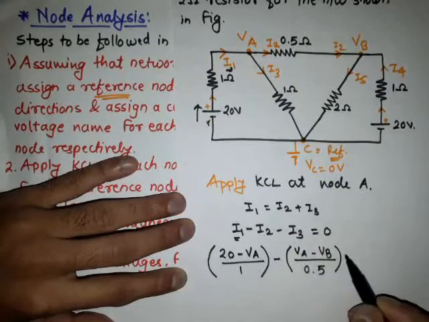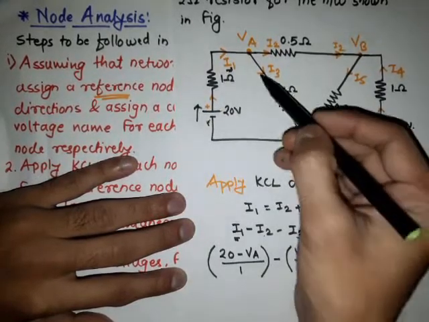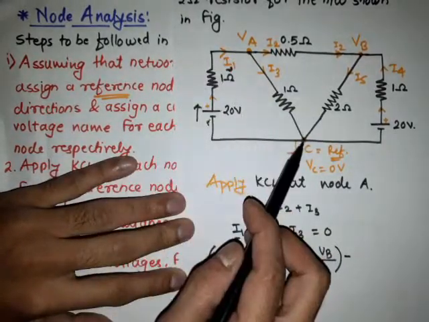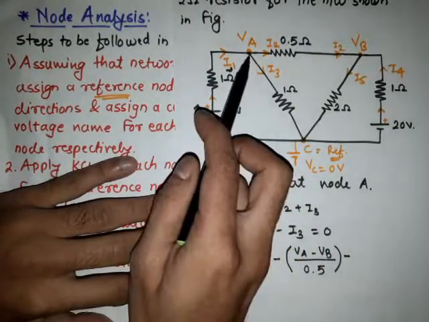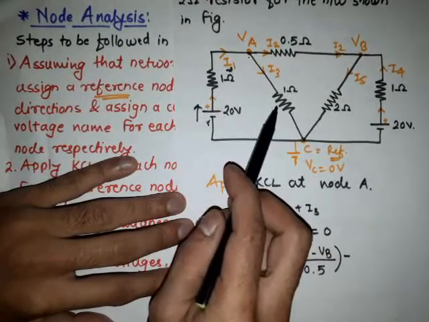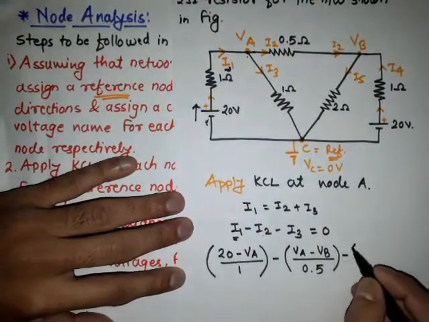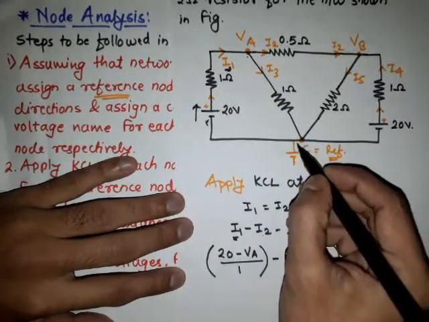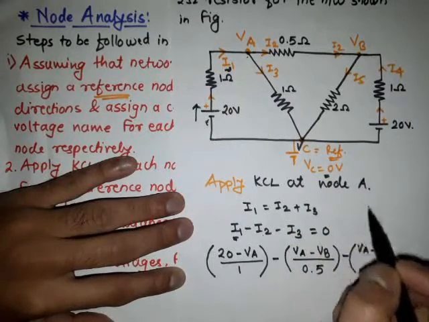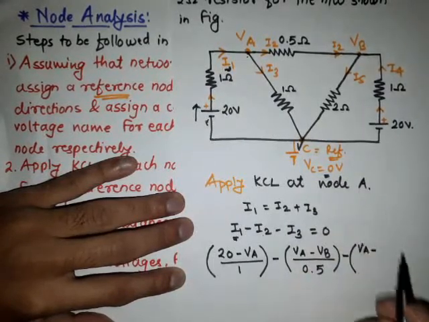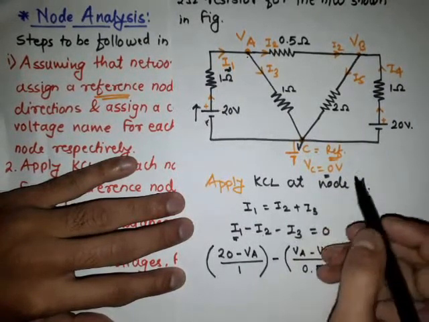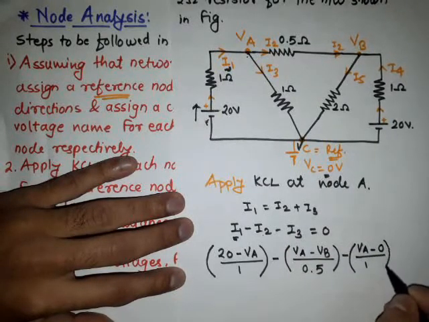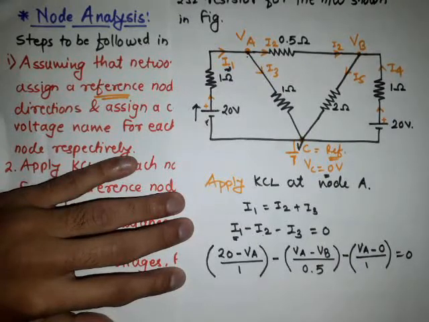Then this is the I3 current, which is flowing through the 1 ohm resistance. That means this is the starting terminal, this is the final terminal. So initial voltage minus final voltage divided by resistance. The initial voltage is VA and the final voltage is VC, but VC is 0 volt because this is at the negative terminal, or it is the ground potential. So simply, VA minus 0 divided by 1.